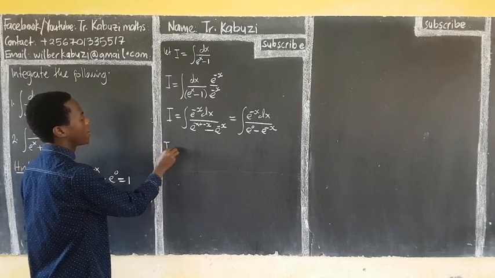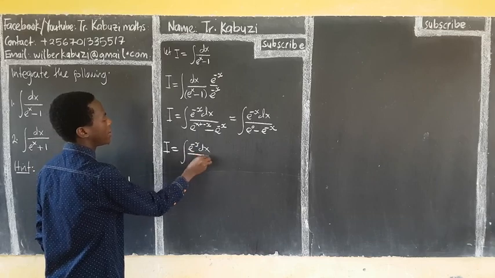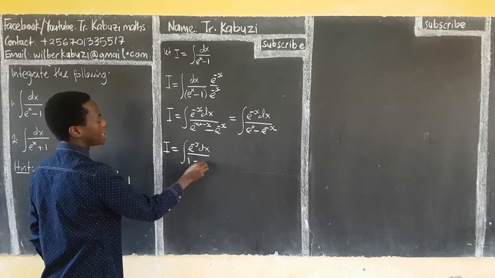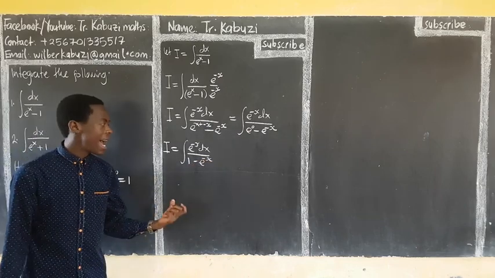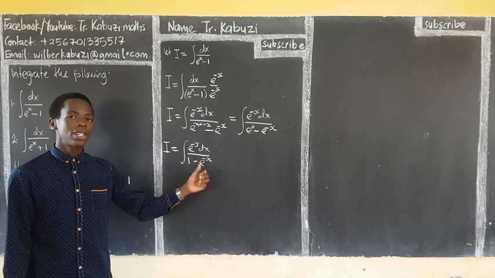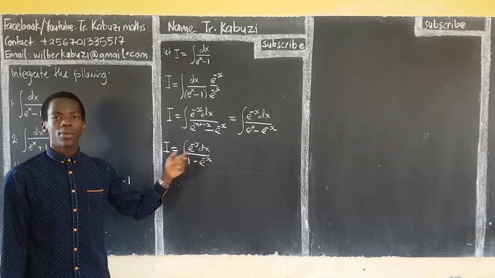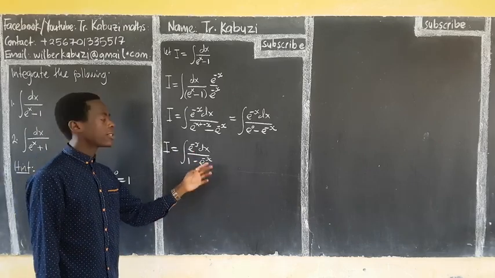So my integral now is dx, the whole over, now e^0 is 1, minus e^(-x). Now you see that our main idea was to create a function and its derivative. You see that when we differentiate this, we get this. So we have created a function and its derivative.